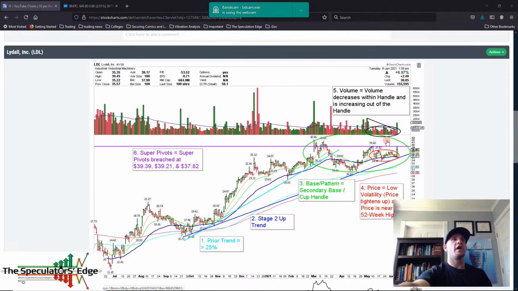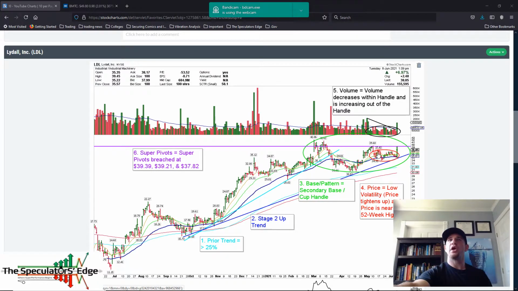So let's move on to LDL, which is LIDL, in the industrial machinery sector, okay? Again, what we're looking for: the prior trend is greater than 25% from low to high, and not only that, we're setting up in the stage 2 uptrend. Now we're looking for the base and the pattern. Since the primary base is right here, we are entering into the secondary base, which is this right here. The pattern is going to be a cup with a handle. So this is the cup, this is the handle.